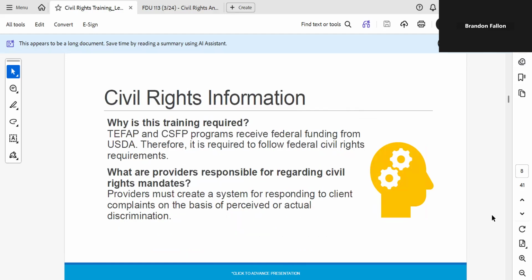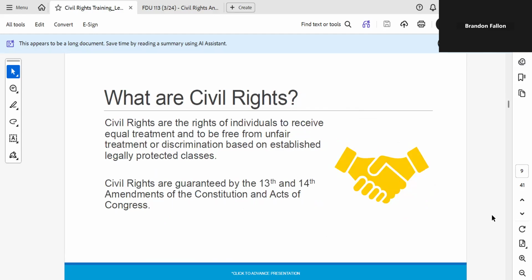Civil rights information. Why is this training required? TFAP and CSFP programs receive federal funding from USDA. Therefore, it is required to follow the federal civil rights requirements. What are providers responsible for regarding civil rights mandates? Providers must create a system for responding to clients' complaints on the basis of perceived or actual discrimination.